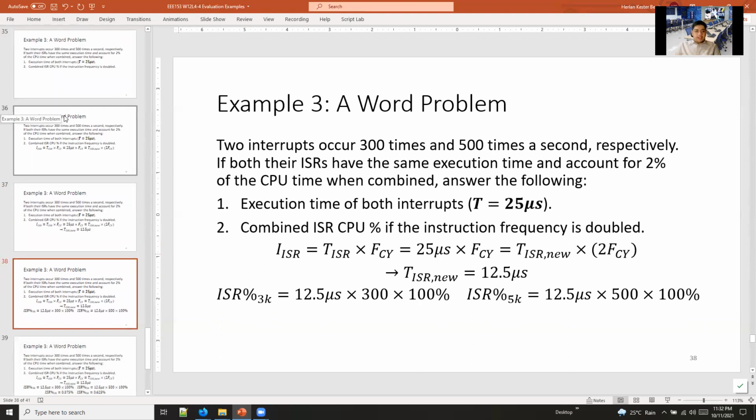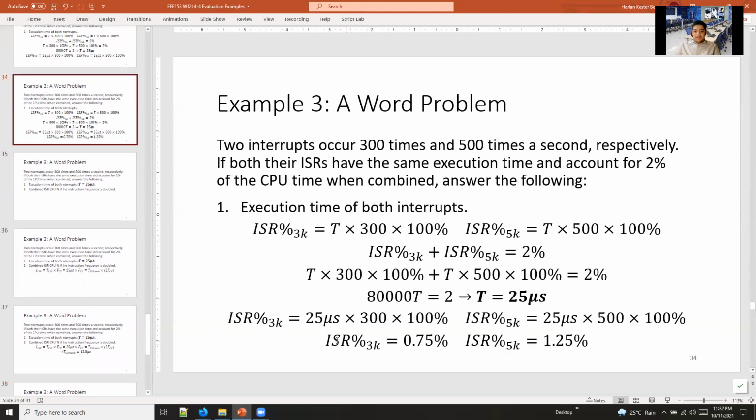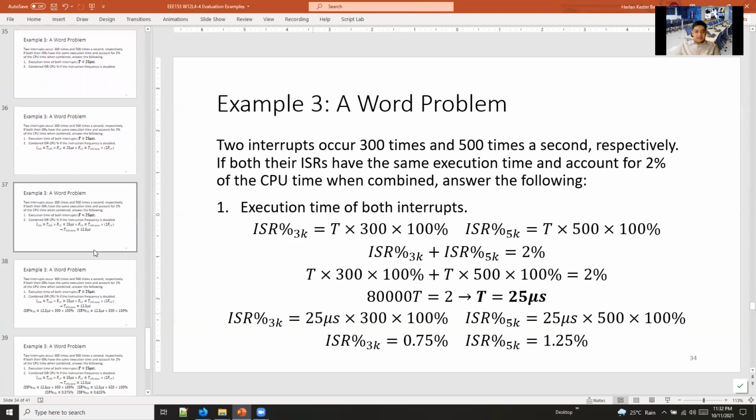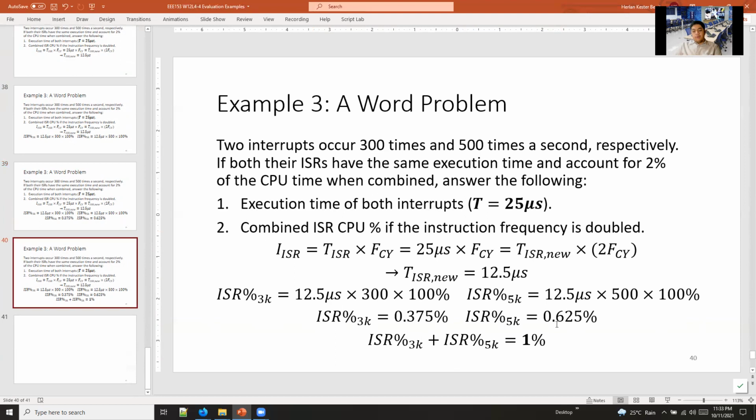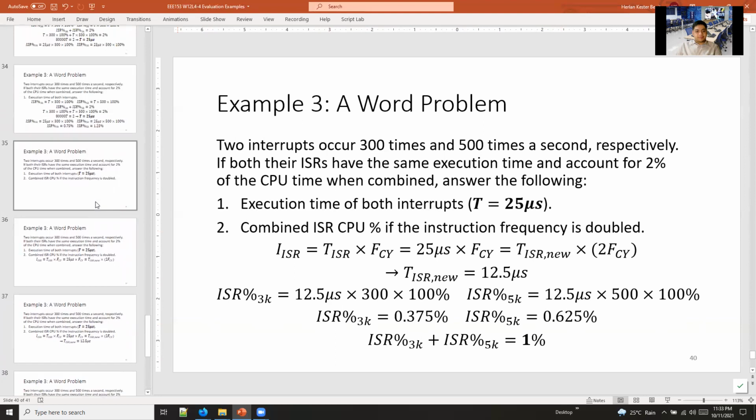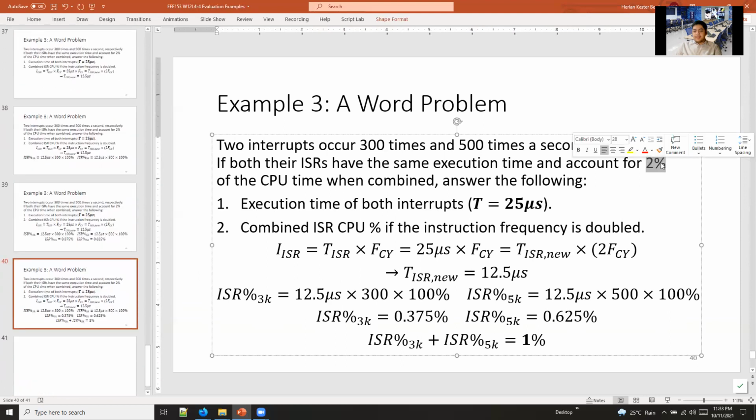Parang ulitin lang natin yung ginawa natin sa pag-check kanina. But instead of 25, gamitin natin si 12.5. So, and we get 0.375 sa 300 times per second interrupt and 0.625 naman dito. So, in total, naging 1%. So, you'll notice here, from initially 2% na CPU time, ang for ISRs, naging 1% na lang nung tinasan natin yung instruction frequency.